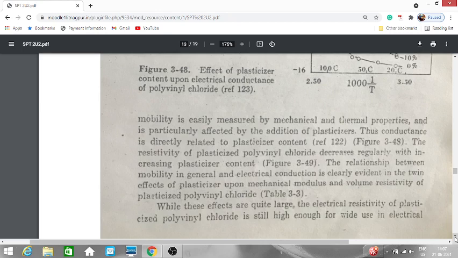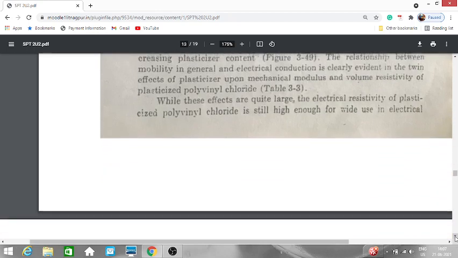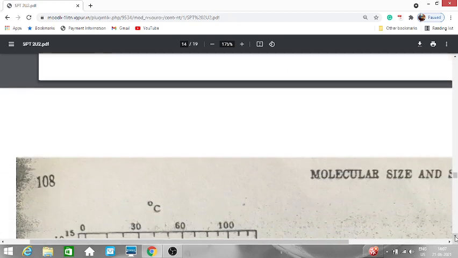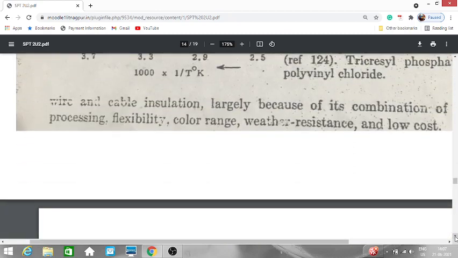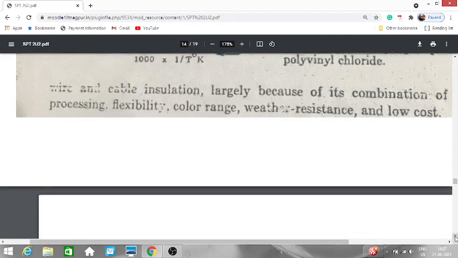While these effects are quite large, the electrical resistivity of plasticized polyvinyl chloride is still high enough for wide use in electrical wires and cable insulation, largely because of its combination of processing flexibility, coloring, weather resistance, and low cost.